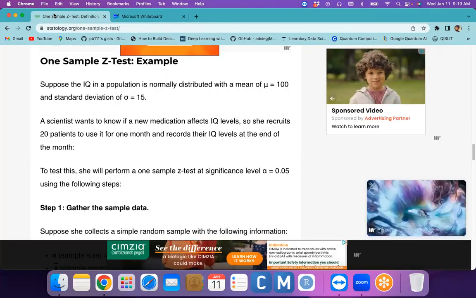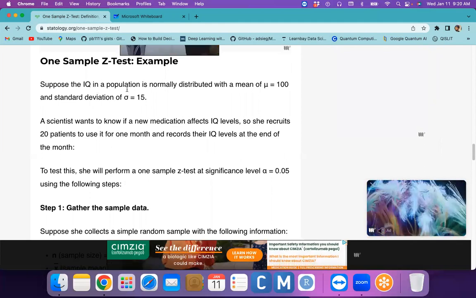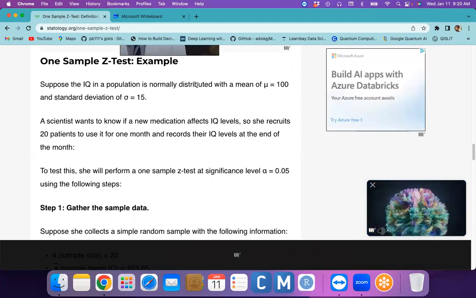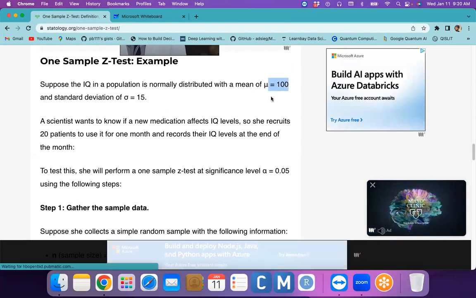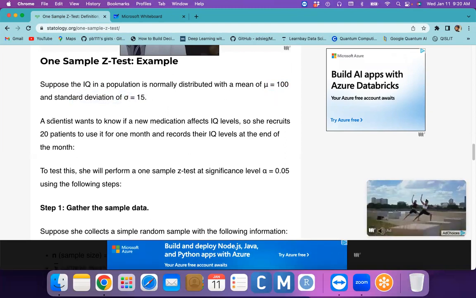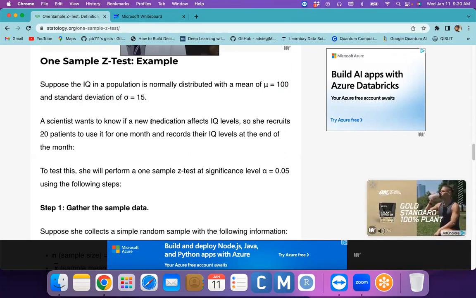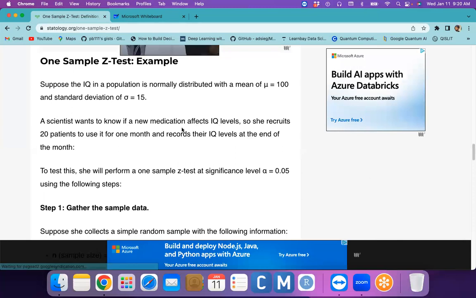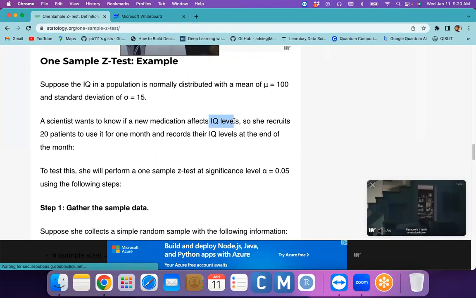In the same way, in this particular strategy, they are explaining another example. Suppose the IQ of the population is normally distributed with the mean, this is your mean, 100. This is the hypothesis mean, actually this is your assumption, and the standard deviation is 15. So you started some kind of new meditation. If you do this new meditation, whether your IQ levels can be increased, whether any kind of changes had happened or not.